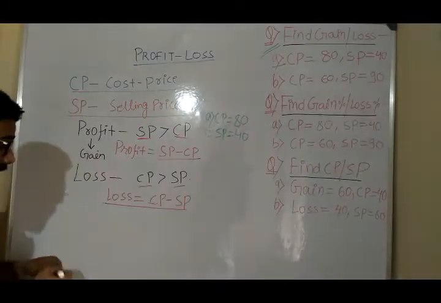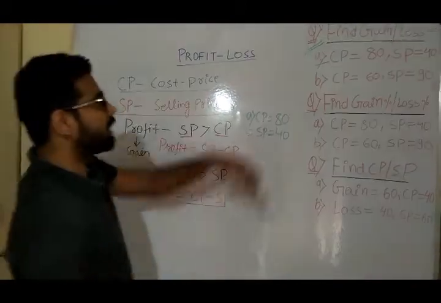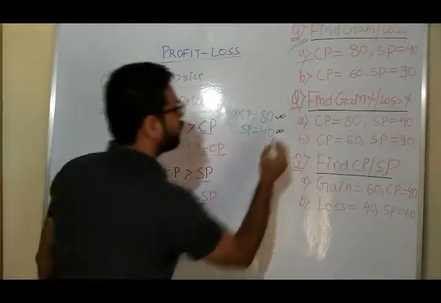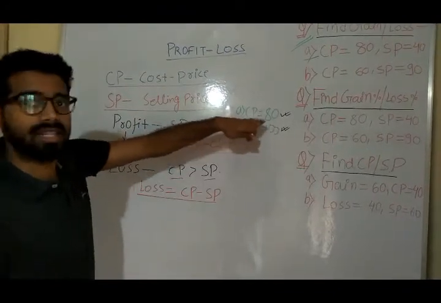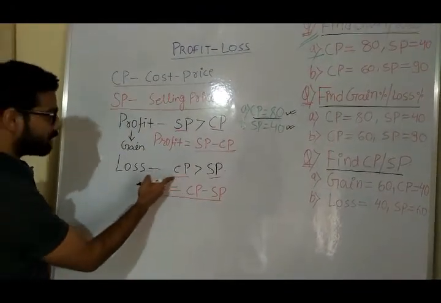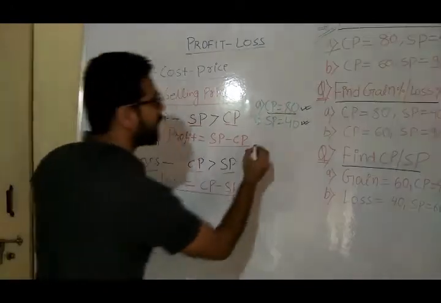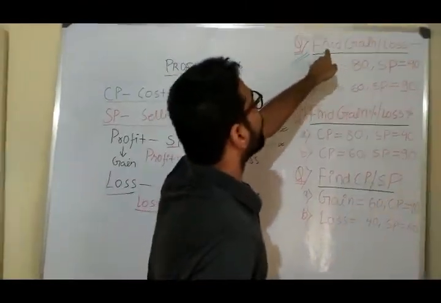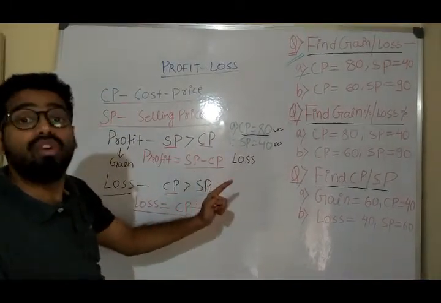Now you tell me. I have given the question in this way so that you can understand what a gain or a loss is. Here CP is 80 and SP is 40. Which one is greater? CP is greater. CP is greater than SP, which means loss. So we have solved one part of the question, where it is written find gain or loss. We have loss. Now we have to tell how much loss.